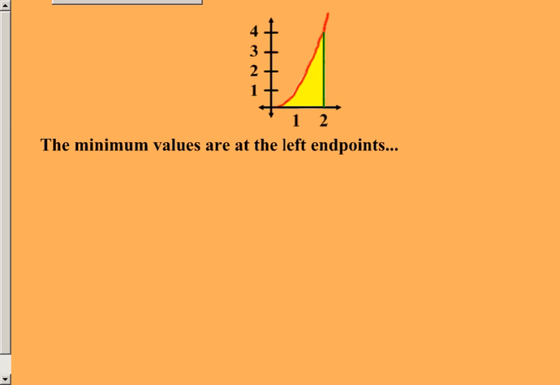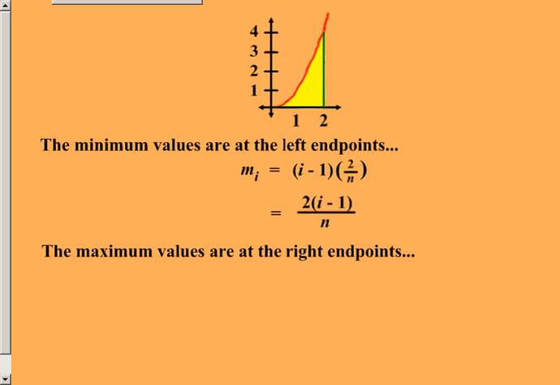Minimum values. Now obviously the minimum sum is going to be the result of rectangles positioned within the curve such that the rectangles are making contact with their left upper corners with the curve. That will keep them within the boundaries of the curve. Okay, so our little m is the result of our ith value minus 1 divided by 2 over n. Okay, so simplifying a little bit right there, distributing the 2.